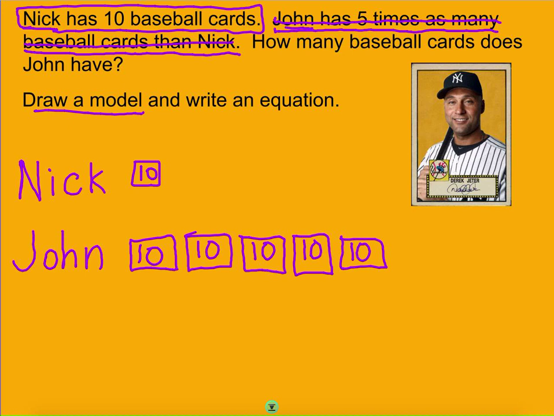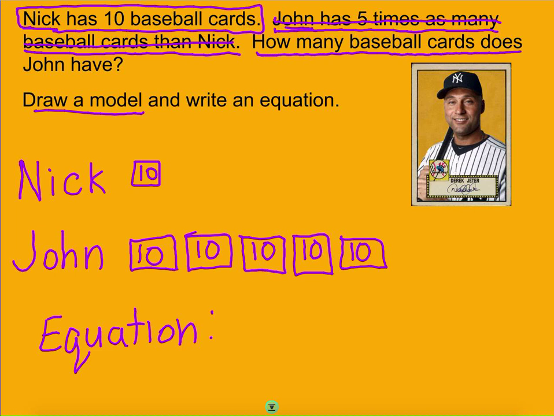And now this is our model. Now we have to write an equation, okay? What equation are we using to answer this question? How many baseball cards does John have? Well, when we look at our bar model, we see that John has 10 in each box, but he has 5 of them. So it'd be 10 times 5. So 10 times 1, 10 times 2, 10 times 3, 10 times 4, 10 times 5. 10 times 5 is 50.